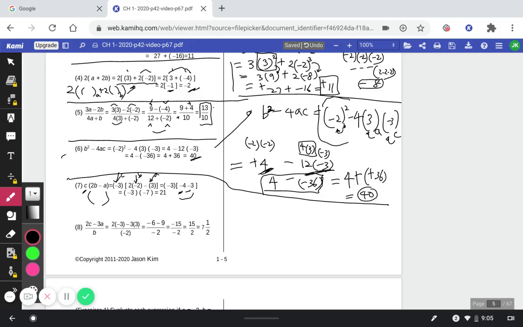And still do the inside. Negative 4 minus 3 is negative 7. So you end up with negative 3 times negative 7, which is positive 21, because when you multiply two negatives, they become positive. So positive 3 times 7 is 21, so positive 21.